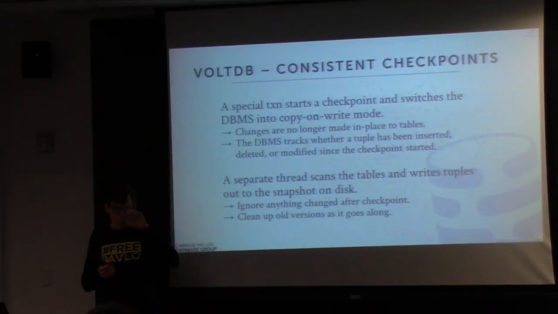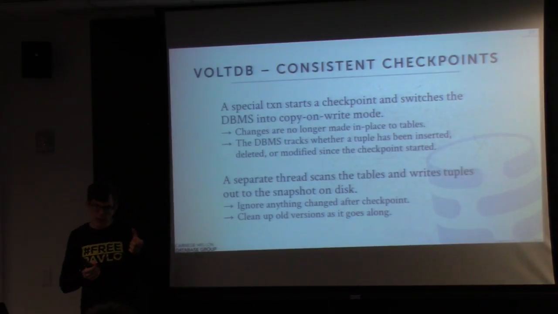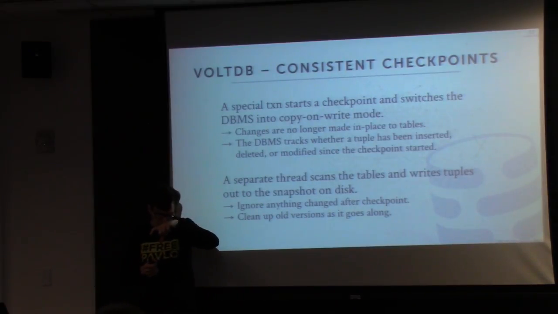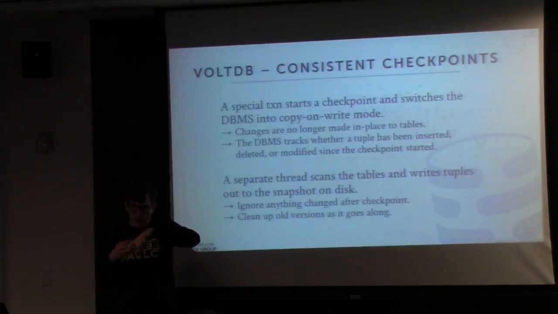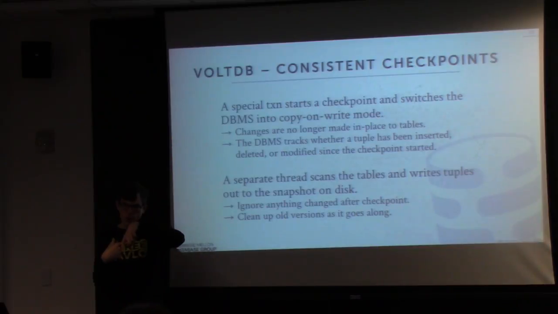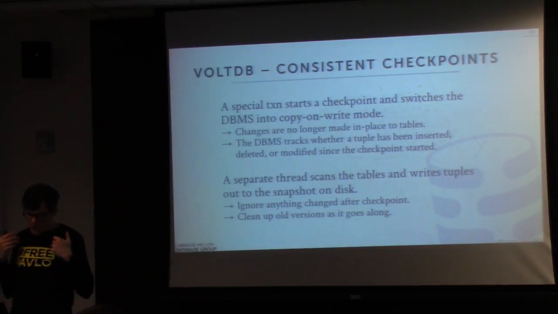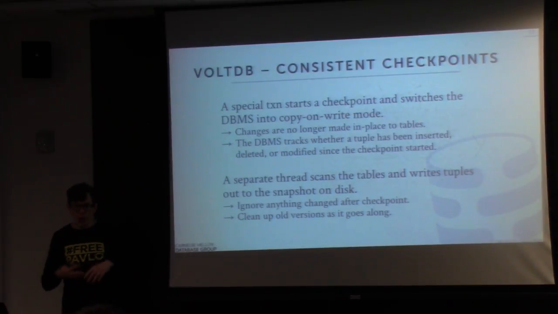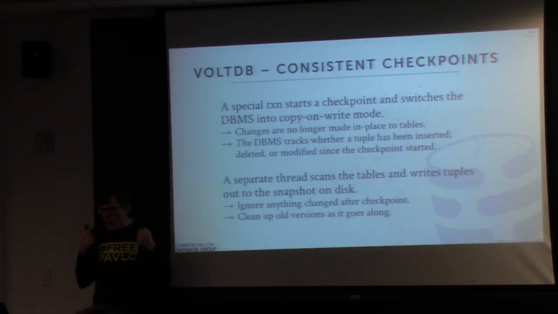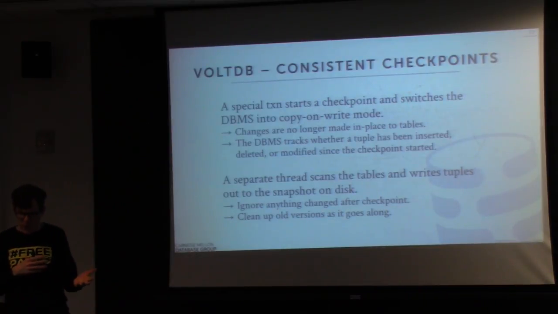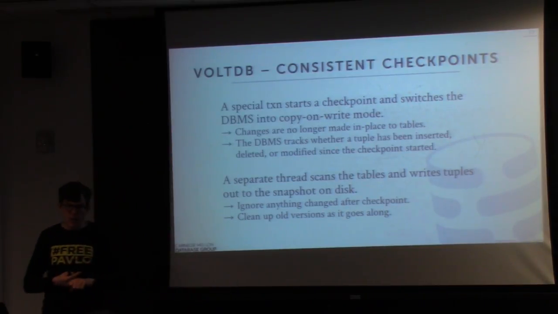So you have the version of the tuple that existed before the checkpoint and the version of the tuple that existed after the checkpoint. And if any thread needs to update the same tuple multiple times during a checkpoint, you don't keep creating new versions. You just keep overriding the second one. And then when the checkpoint thread finishes, you have a complete snapshot on disk, and then you go back and clean up all the old versions, basically doing garbage collection. So again, I hope you see that the same ideas for MVCC and for concurrency control that we talked about before, we can reapply in the context of doing checkpoints.